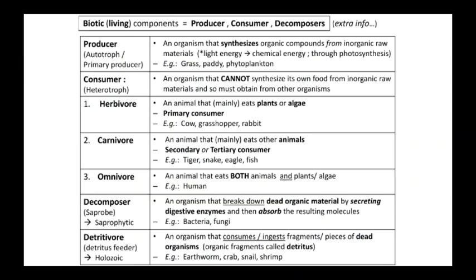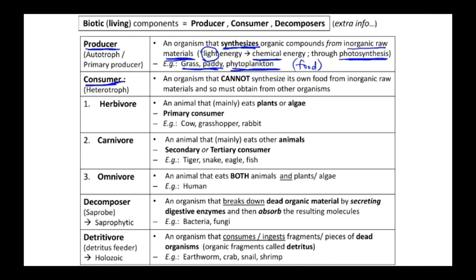Now we are going to look at the biotic components that I mentioned just now. The producer, from its name produce, means it can synthesize its own food from inorganic raw materials. How? Through the process of photosynthesis, by using sunlight and converting the light energy to chemical energy in the food. Examples of organisms that can carry out photosynthesis are the green plants, green algae, and the phytoplankton. They are the autotroph, the producer.